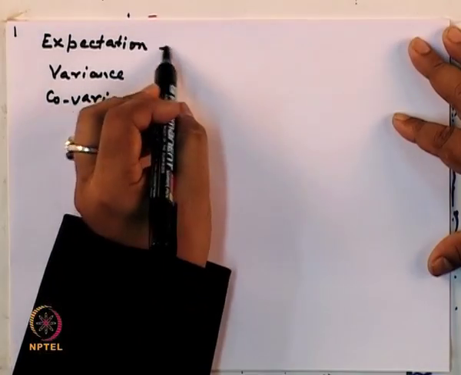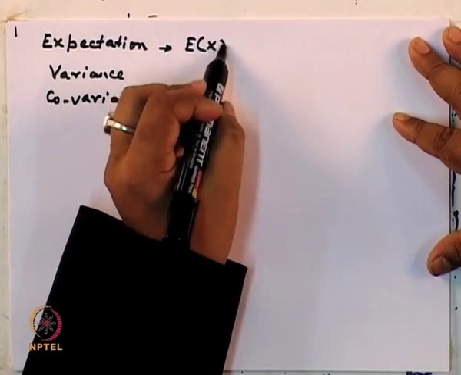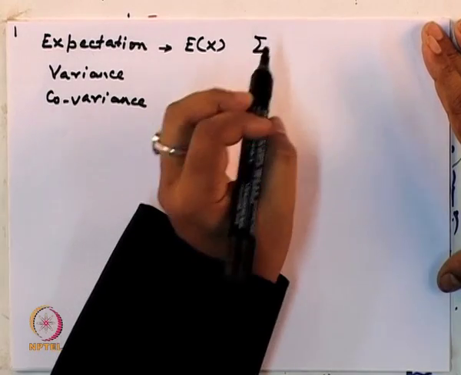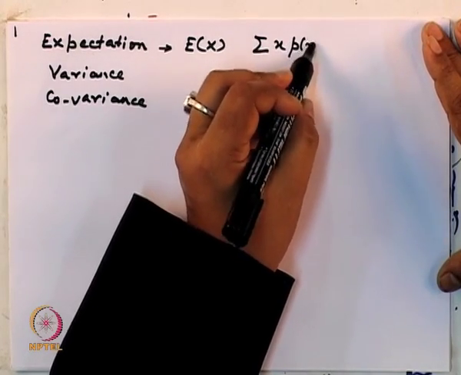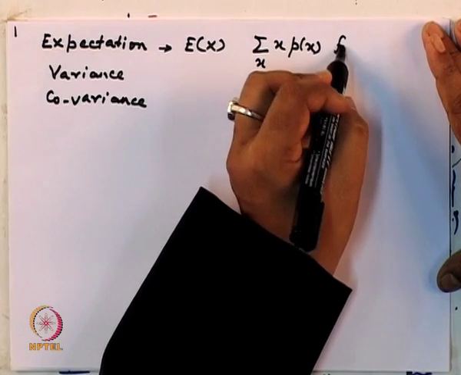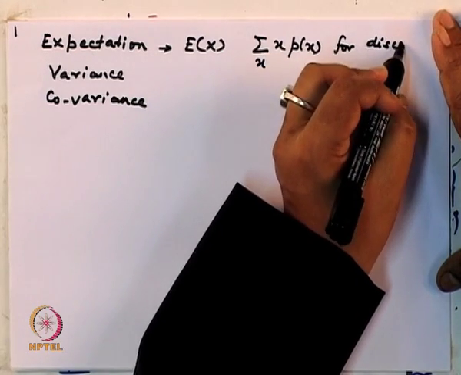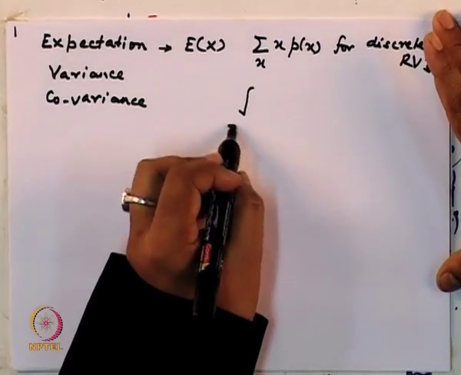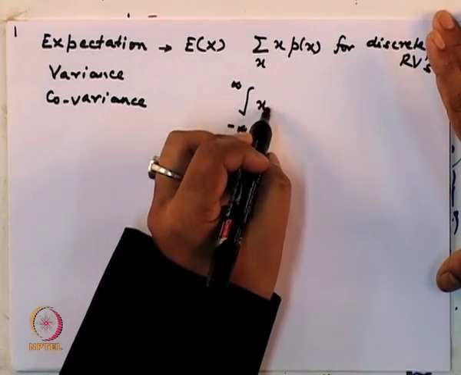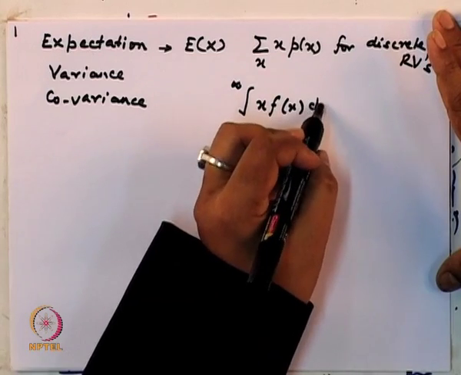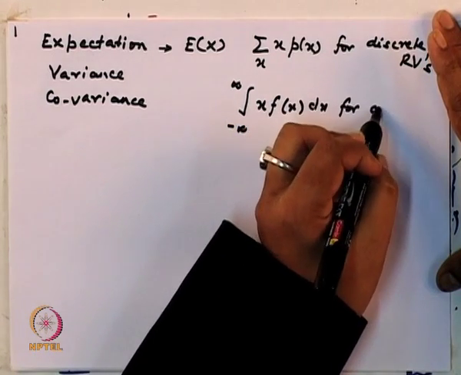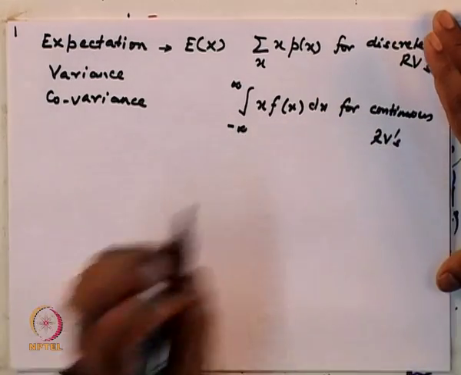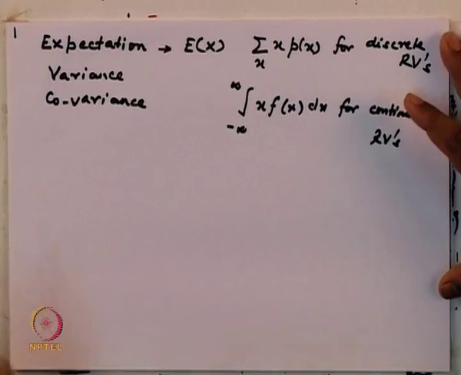So expectation is written as E of x for a random variable x, and is defined as either summation x p of x over all x for discrete RVs, and the integral of x f(x) dx for continuous RVs. Okay, so let us take the following example.